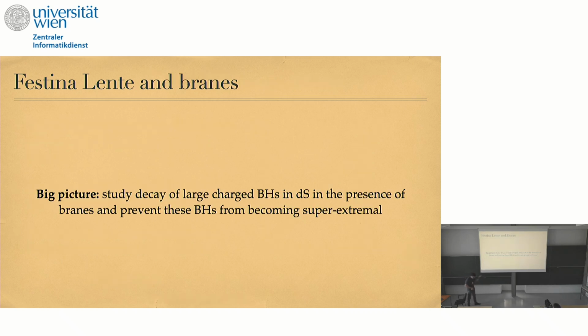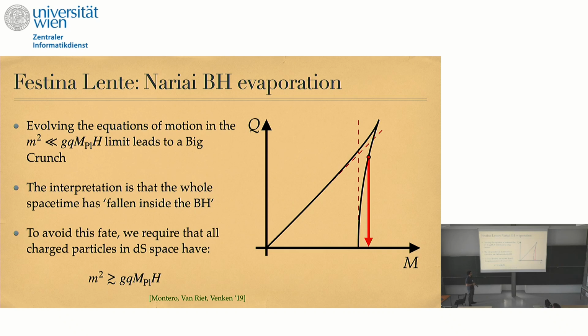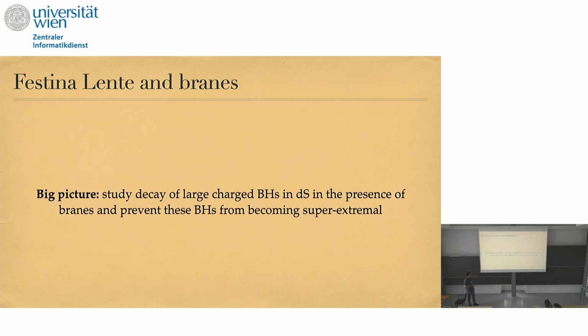Okay, so now we finally come to branes. So the story is very, very similar. The big picture is, again, we want to study the decay of these large charged black holes in de Sitter in the presence of branes and ask that they do not become super extremal via this decay mechanism. Really what was important in the other case was that we could screen the electric field very quickly. So the screening of the electric field is more or less what gave this effect. And here we can see that branes can also screen the electric field, and we should expect similar bounds to Festina Lente too.